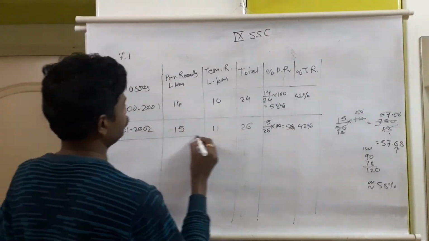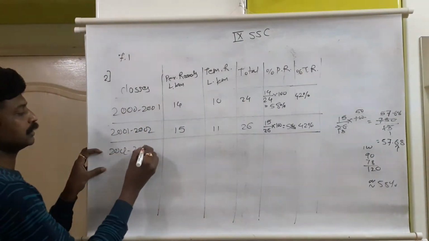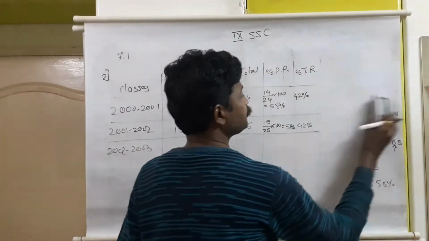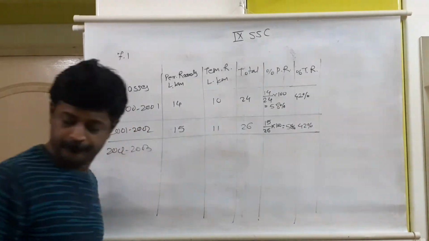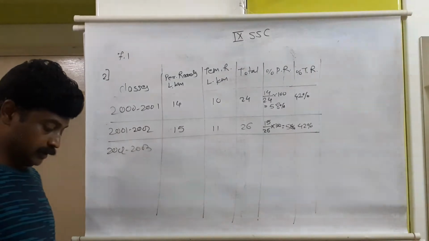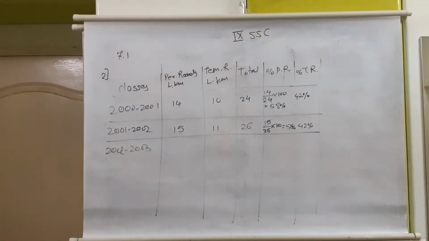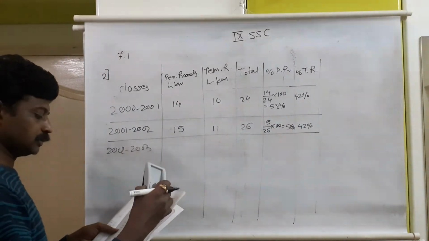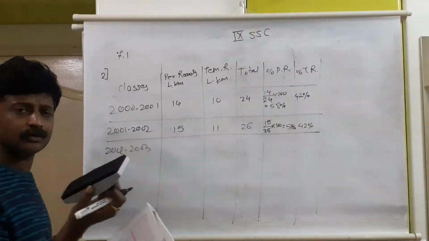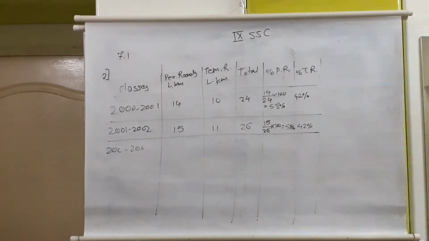Conversion of given information into percentage. For next year, 2003 to 2004, not 2002 to 2003. First is 2000 to 2001, next is 2001 to 2002, 2002 to 2003. Suppose data is not available or the roads are not made, then it is no change. Next is 2003 to 2004.